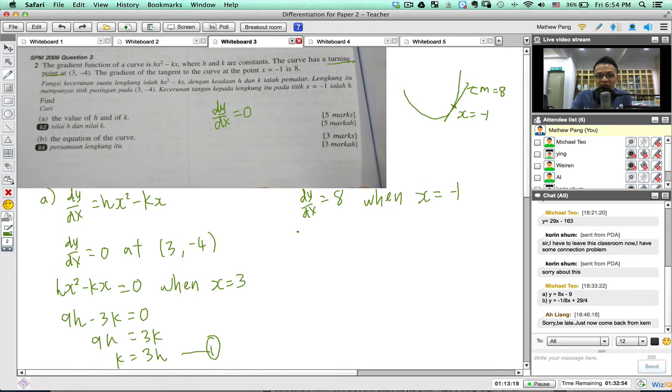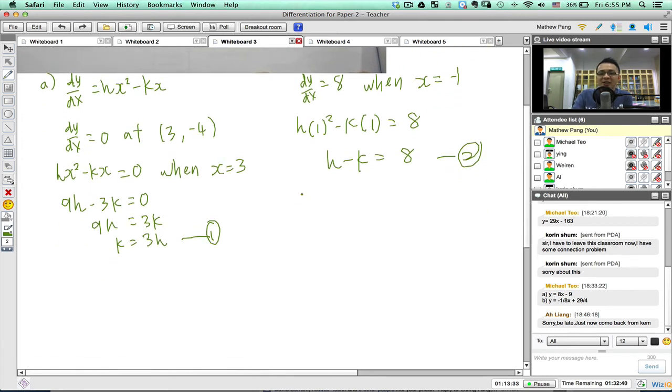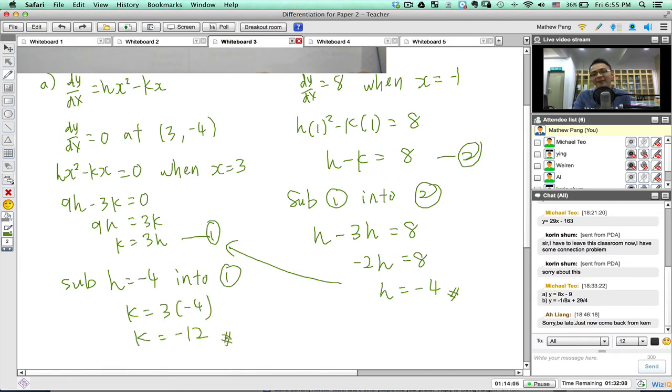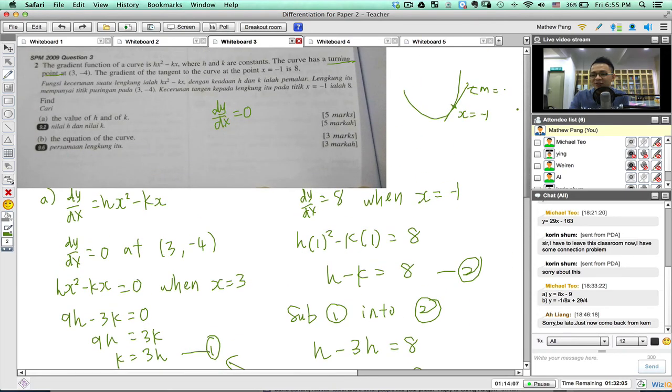So what I will do is, my x equals negative 1, so h times 1 squared minus k times negative 1... giving h plus k equals 8. I'm going to call this number 2. And I can get h and k easily by substituting 1 into 2. So h plus 3h equals 8, so 4h equals 8. Simple. Then to get k, substitute back into number 1, so k equals 3 times h. Done, 5 marks. It's not something impossible to understand.